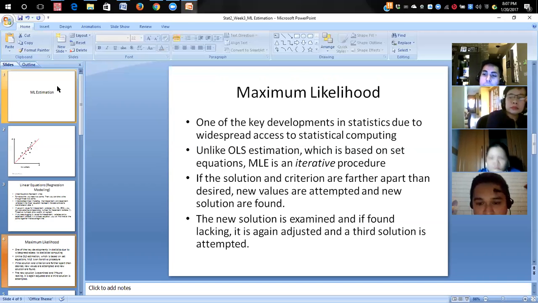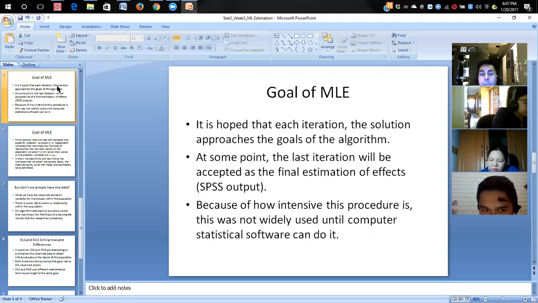So you see in OLS, the product is BLUE and there is a set parameter. Whereas in maximum likelihood estimation, it's iterative. It will keep looking for the best estimation, or the best model, for a particular set of data. So it can go to a second, third, fourth attempt, until it reaches the goal of maximum likelihood estimation.